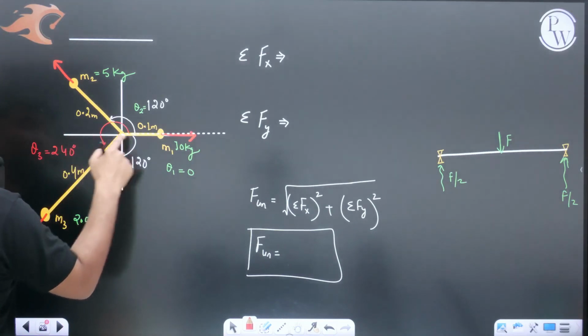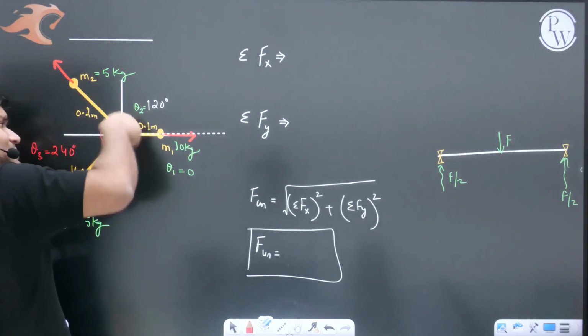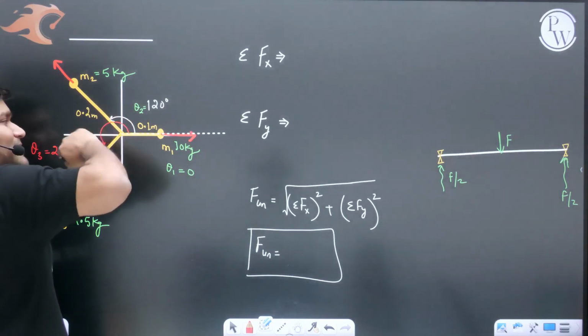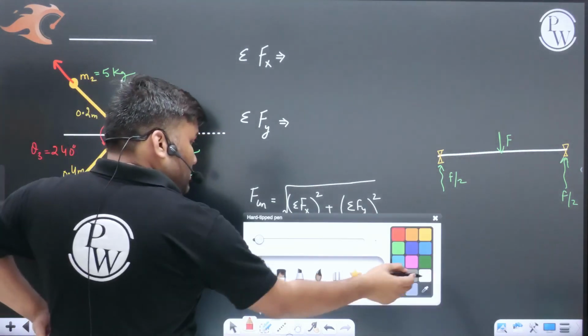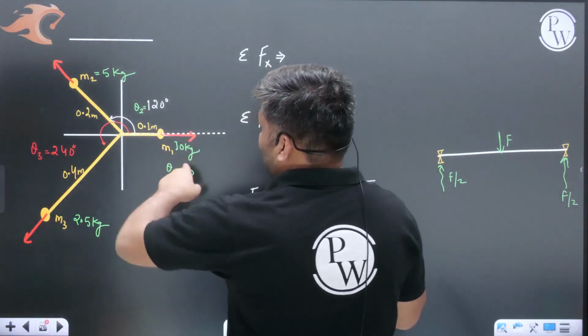They have given you this 120. I will not consider this. I will consider all these angles in the same anti-clockwise sense. Now put down these values. In x direction, what will be the forces, beta?